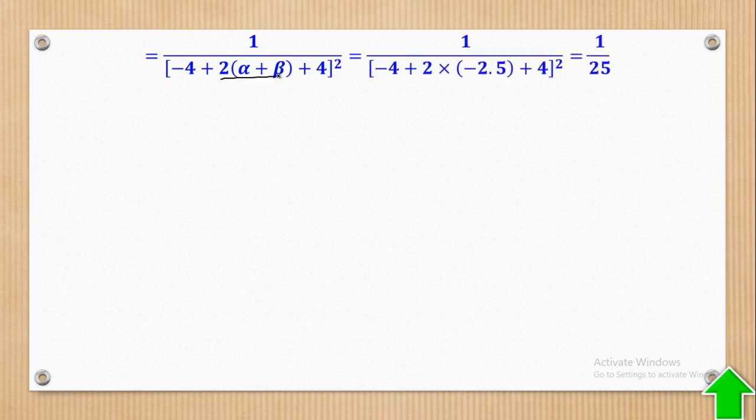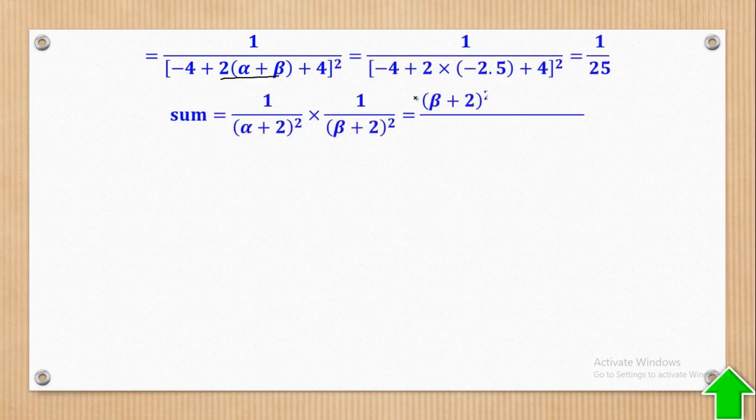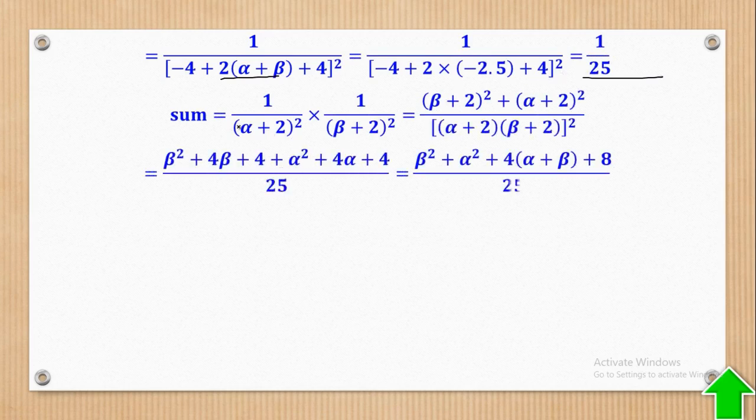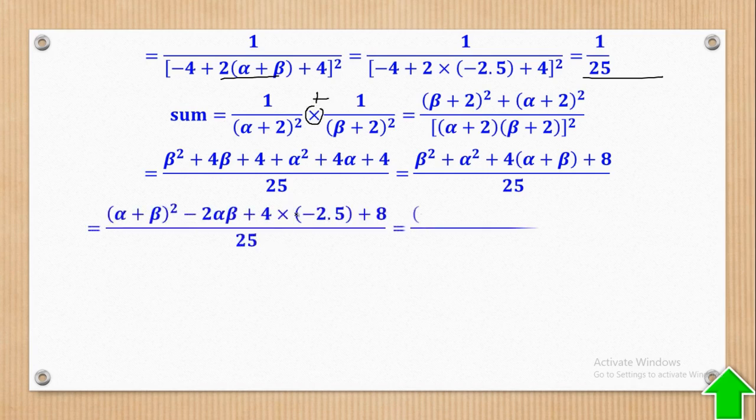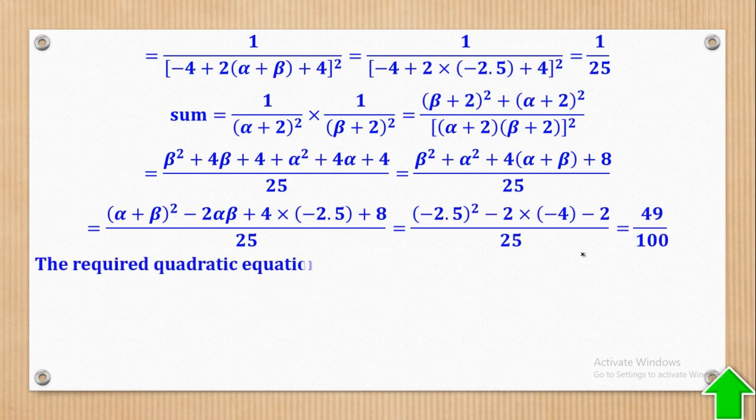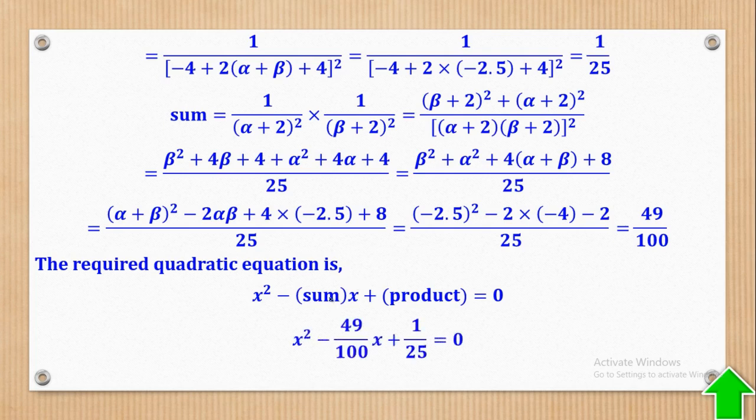So factorize to come up with this. Therefore, I can substitute and be able to get the product. Then for the sum, I still do the same. So here I forgot, this should be a plus, not multiplication. So this should be plus to come up with that. So in the end, we shall be able to come up with 49/100 as the sum. Therefore, the required quadratic equation will now be given by that expression, and that gives you sum, product, multiply that by the LCM to give you this as the quadratic equation.